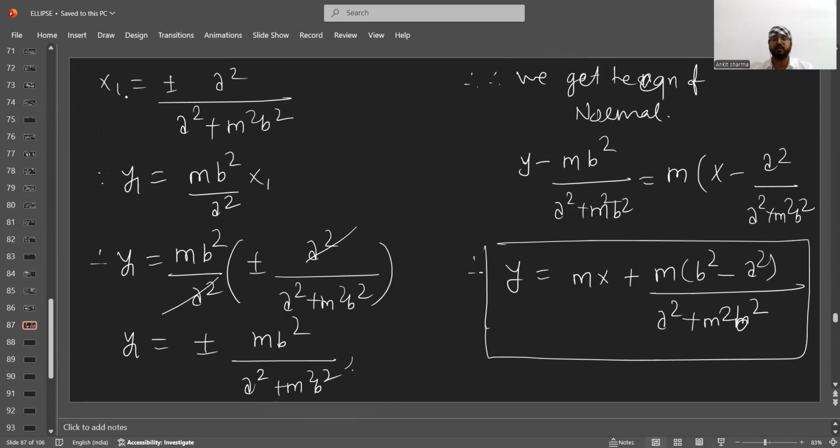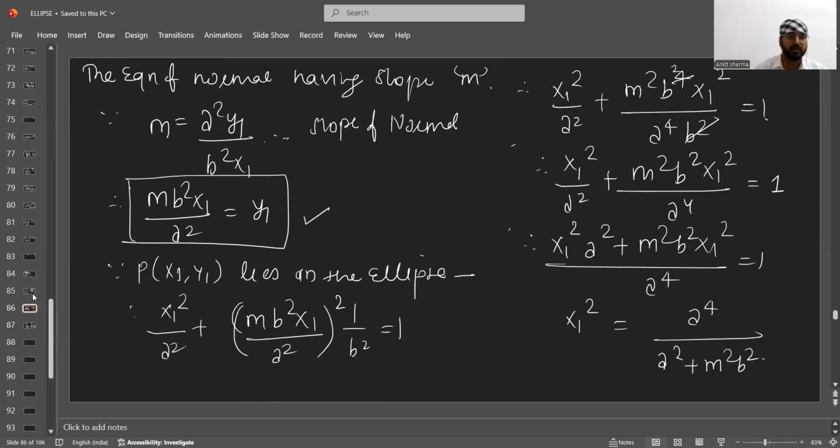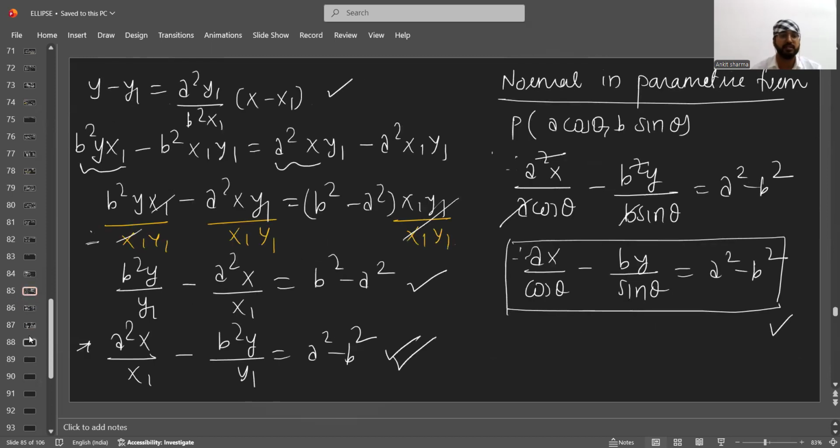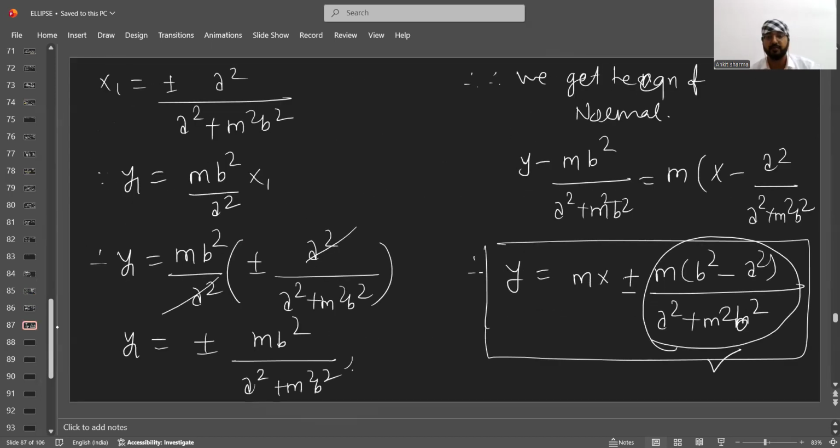If you take this one, or you can add plus minus, so there are two choices. So y is equal to mx plus or minus m times b square minus a square over the square root of a square plus m square b square. Also this is the condition for a line y equal to mx plus c being a normal. We can utilize this condition as well. So this is all about the equation of normal. Now let's go and see the properties of normal one by one.